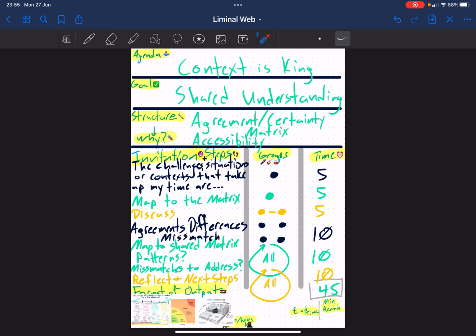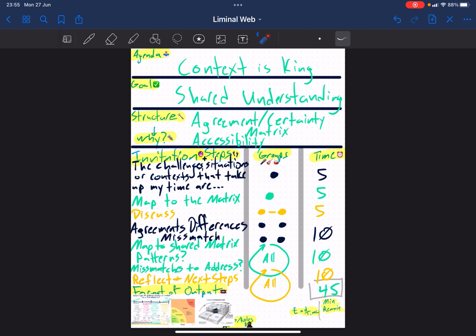From those groups of 4, we move into an all-together thing, and we once more map all of our individual items to a shared matrix, keeping an eye out for what patterns emerge or we notice, and what mismatches exist that may need addressing in this all together. Can we get to a space where we can more agree than disagree? And once we've got that, after 10 minutes of discussion or so, if we don't have that, regardless, we want to move into the action phase.